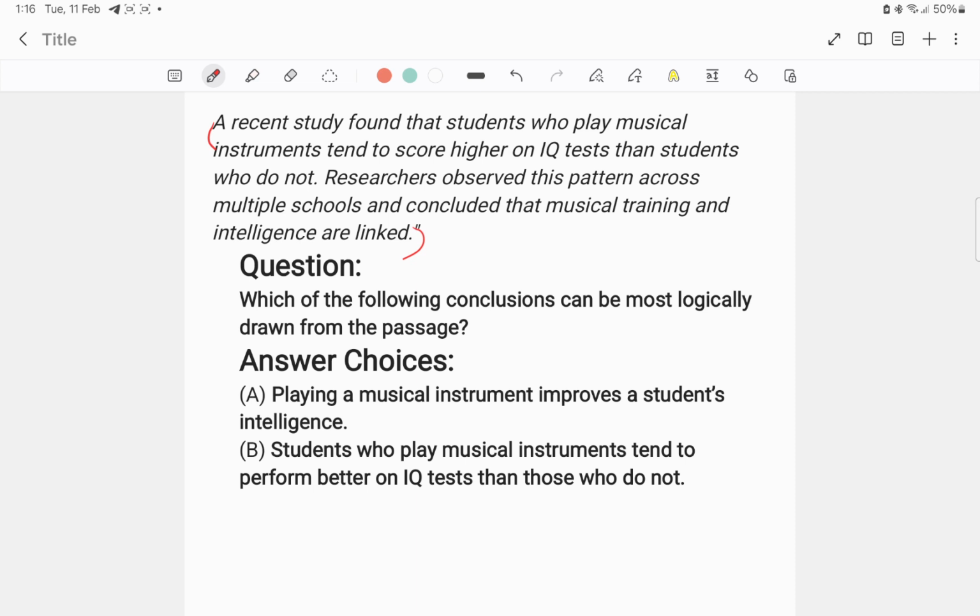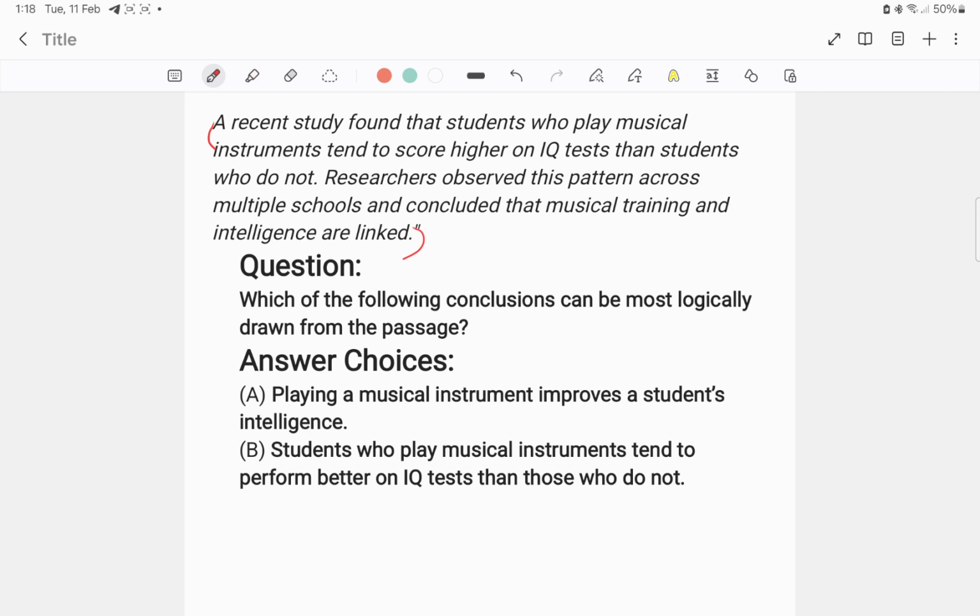In step 1, I said to identify whether the passage states a direct cause or not. Here, the passage says that students who play instruments score higher, but it does not say that playing an instrument causes higher intelligence. So step 2, look for alternate explanations. Maybe students with higher IQs are more likely to take up instruments. Maybe family background, access to education.